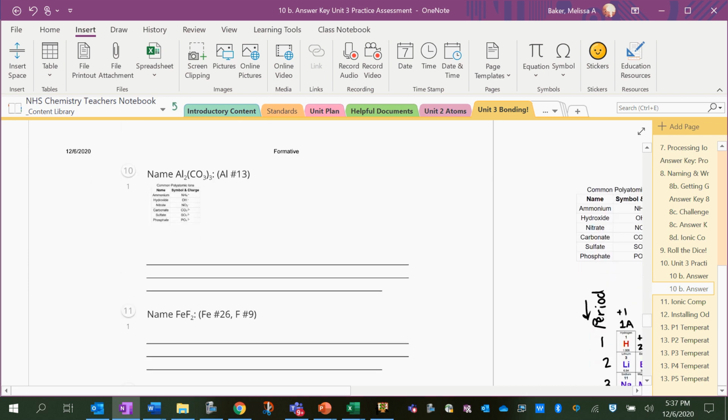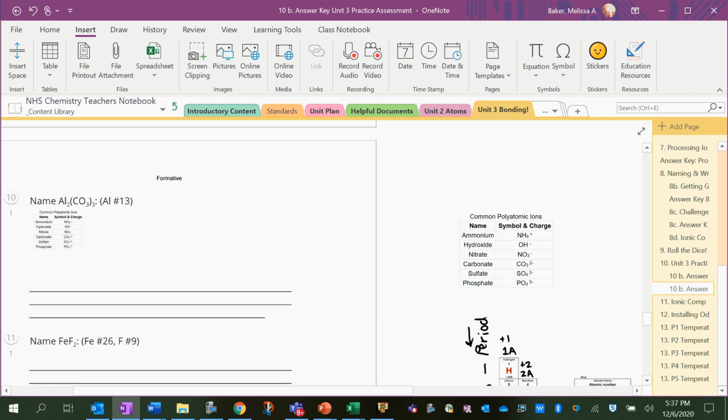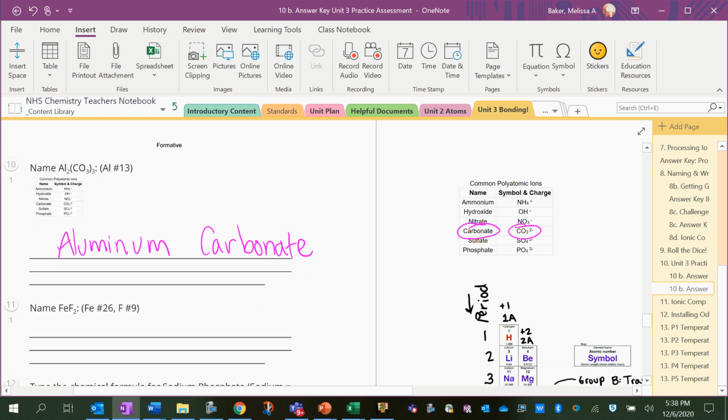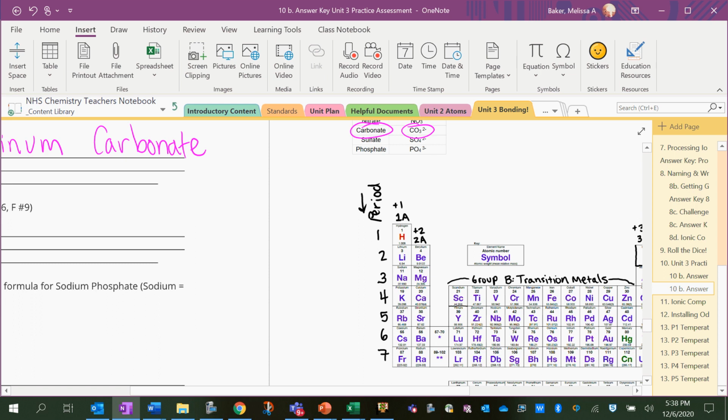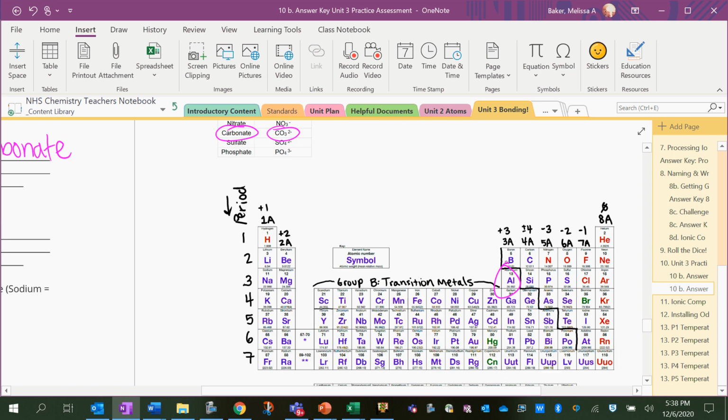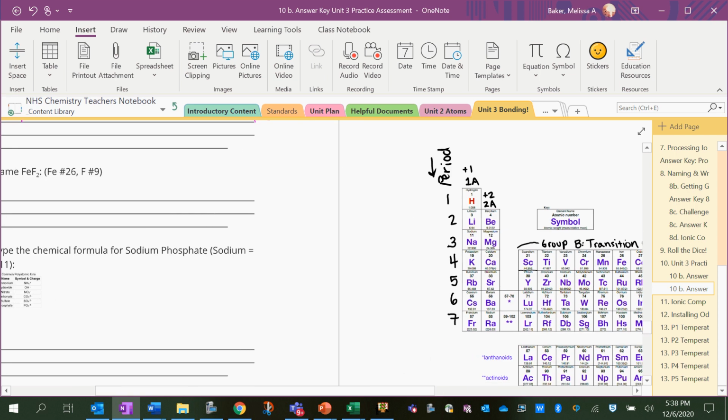For number 10, we've got a polyatomic ion, Al2CO3. Okay, we know Al's name is aluminum from the periodic table. And then there's this special polyatomic ion, CO3. Its name would be carbonate. Aluminum is not a transition metal, so it does not get Roman numerals.